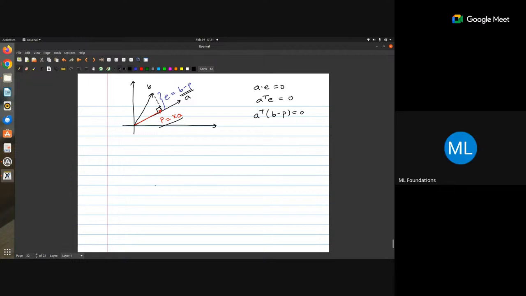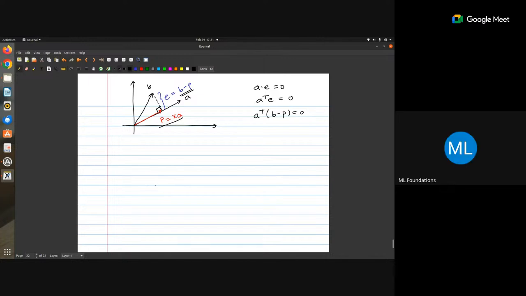No, this is a projection of B onto A. X is a fraction in this case, a fraction of A only, right? I don't understand your question fully.